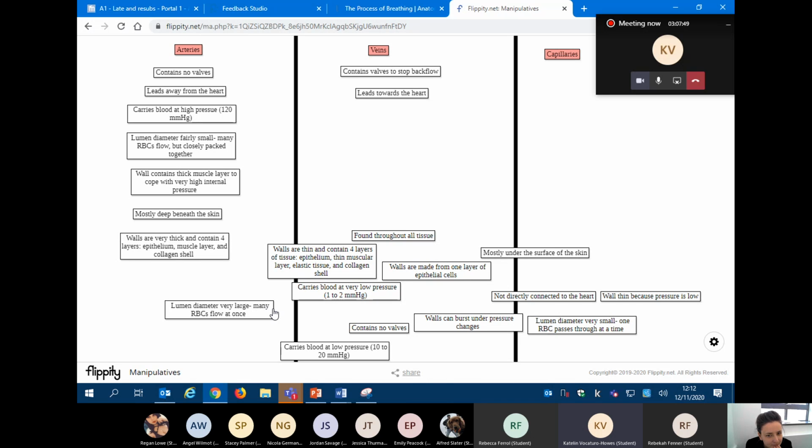No. Or is that capillaries? That's capillaries, isn't it? Right, so don't forget veins have this tough connective tissue, don't they? They contain all these layers, so they should not burst. If they could burst under pressure, we would be in trouble. A lot of blood would have flowed out internally. It's not that one. What else did you have for veins? Are they mostly deep beneath the skin? No, that was arteries.